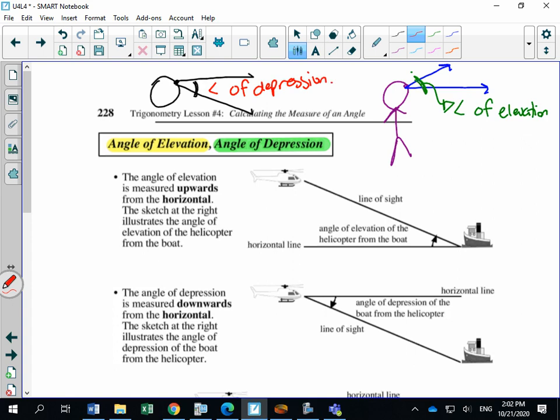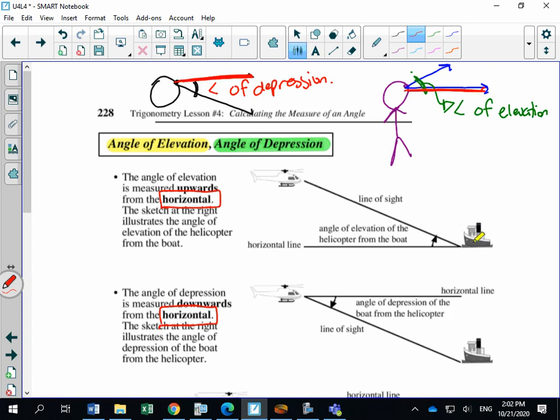What is key to this? So the key thing where students are going to mess this up is that it is always measured from what's called the horizontal. So whether we're doing the angle of depression or angle of elevation, it's always measured from the horizontal. The horizontal is this line here. You always have to say to yourself, where's the horizontal line? And this would be the horizontal line. Okay?